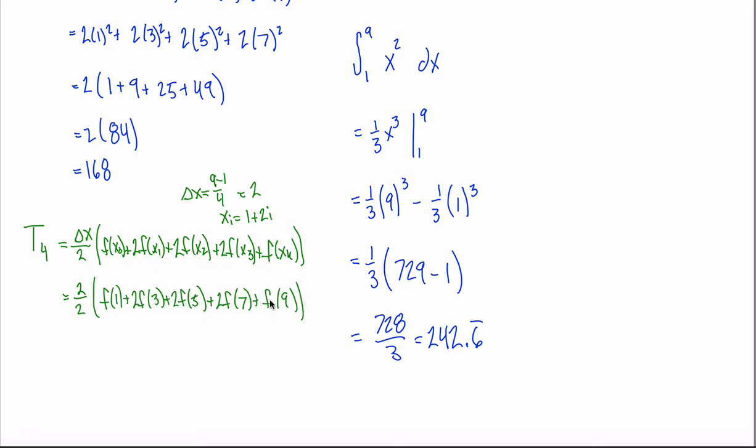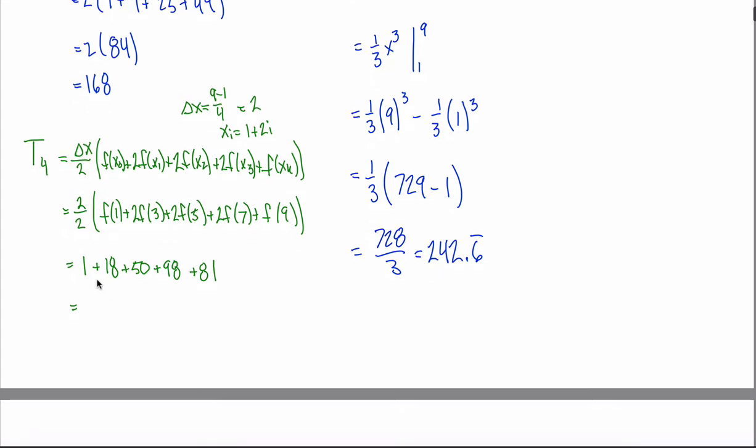And evaluating this expression is easy enough because f of x is just x squared. So 2 over 2 is just 1. f of 1 is 1 squared, or 1. f of 3 is 3 squared, which is 9, times 2 is 18. 5 squared is 25, times 2 is 50. 7 squared is 49, times 2 is 98. And 9 squared is 81. And if I add up this sum, what I would have is the estimate for the area underneath the curve using 4 trapezoids. And it's kind of annoying, but I think the numbers work out.